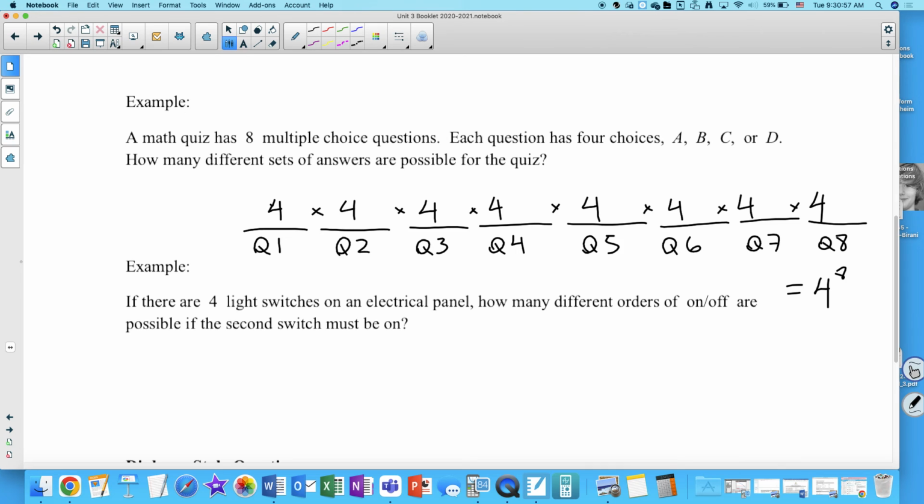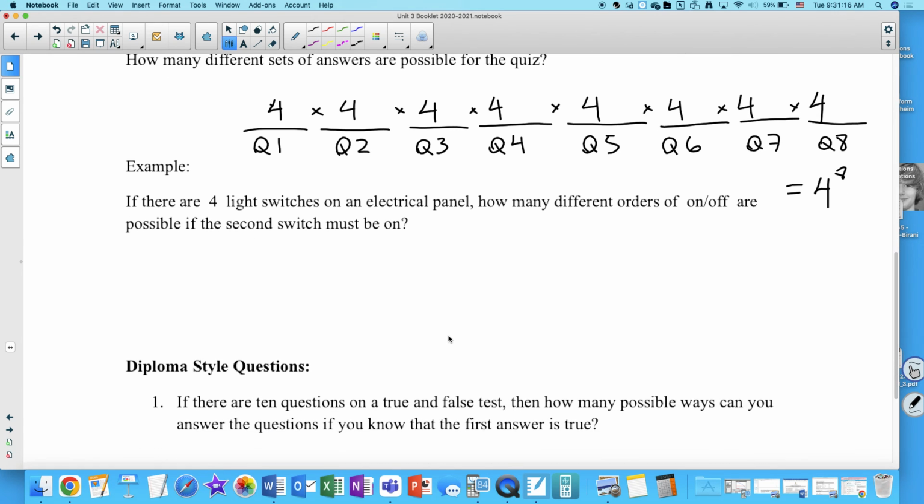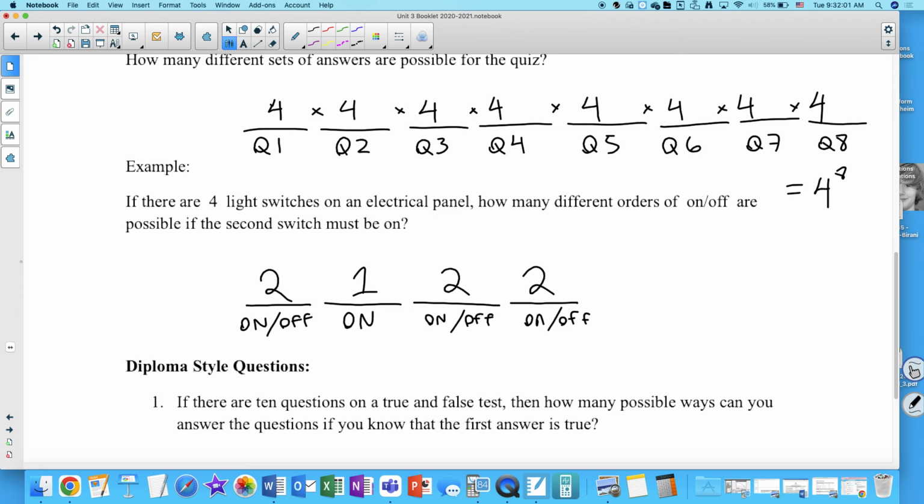All right, here's another example. If there are 4 light switches on an electrical panel, how many different orders of on, off are possible if the second switch must be on? Well, how many decisions do we have to make here? 4, because there's 4 switches. Are there any restrictions here? Yeah. What's the restriction? Yeah, so this has to be on. There is only 1 option for that switch. What about the other ones? How many choices do I have there? 2. All the rest of these can be on or off. So 2, 2, 2. And all together, that's 8.